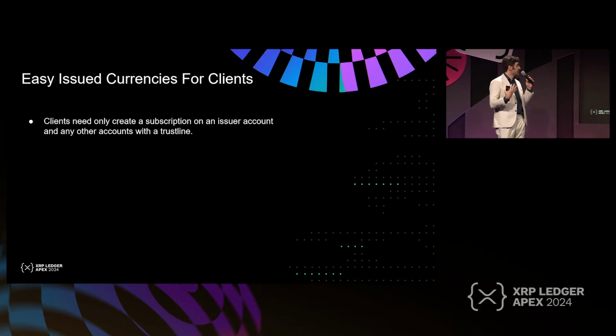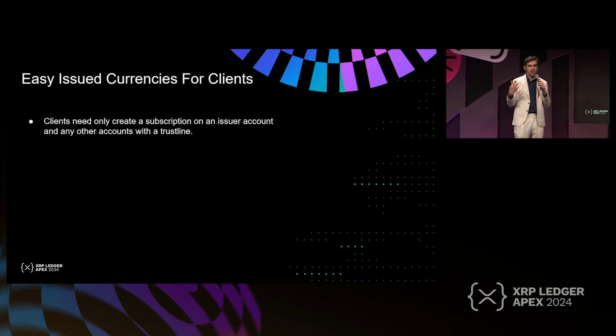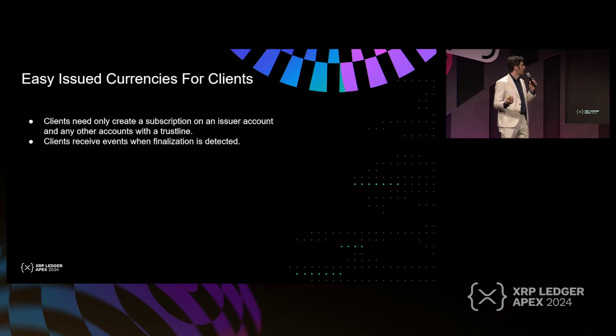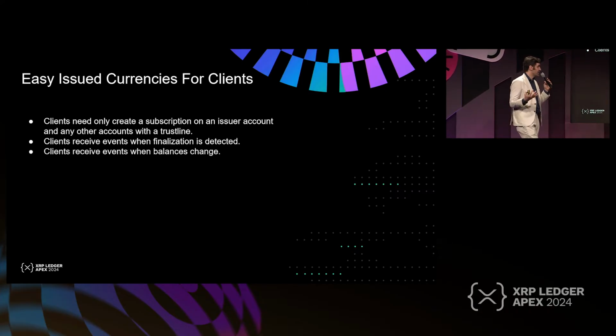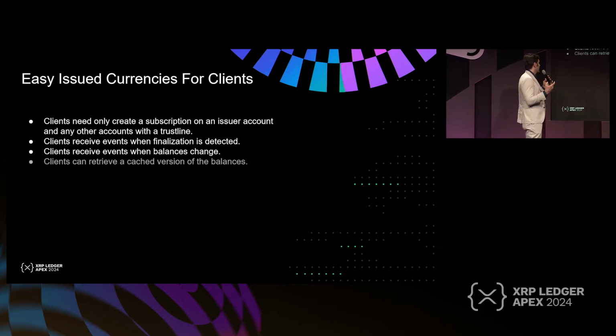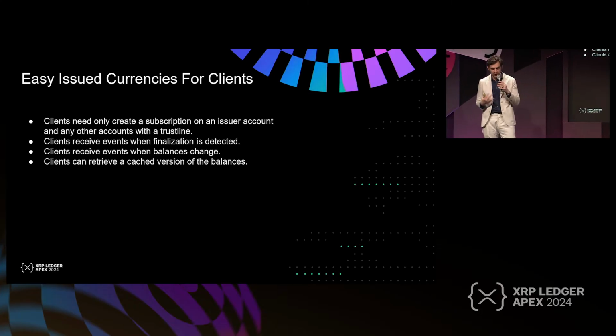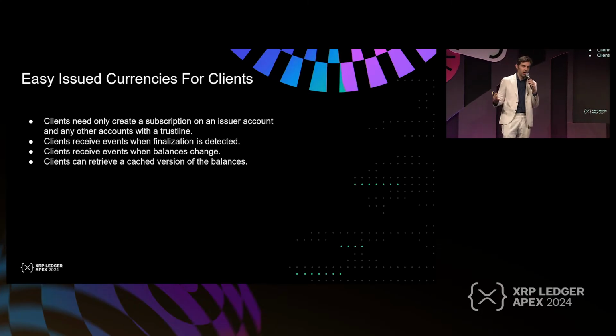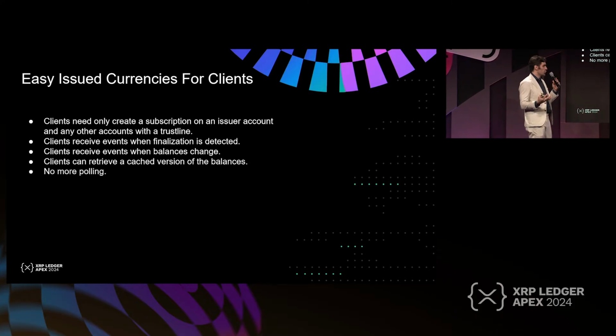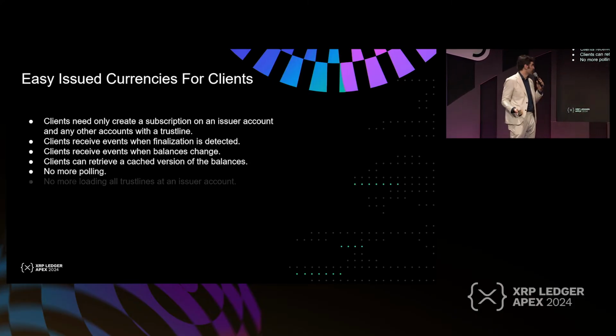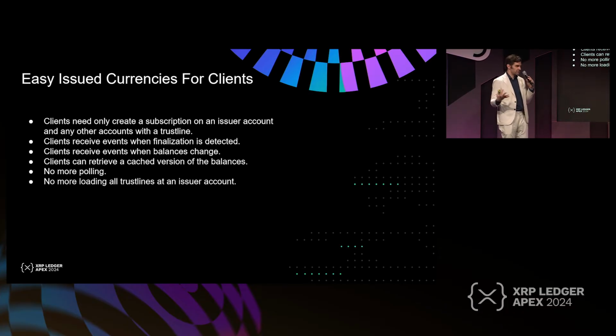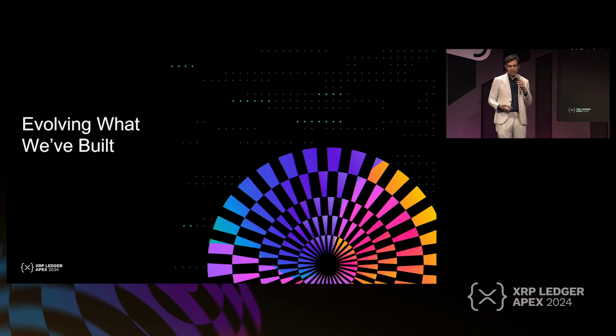The clients only need to create a subscription on an issuer account and the other accounts that have trust lines to that issuer account that they want to watch for activity on. Clients receive events when finalization is detected. They don't have to wait an inordinate amount of time to pull. Clients receive events when balances change. Clients can retrieve a cache version of the balances, so they don't have to go through the process of loading all the trust lines from the ledger. It's very, very fast. We're offloading that load for them. No more polling, which means we don't have to worry about getting rate limited, and we don't have to, again, paginate through all these trust lines at the issuer.